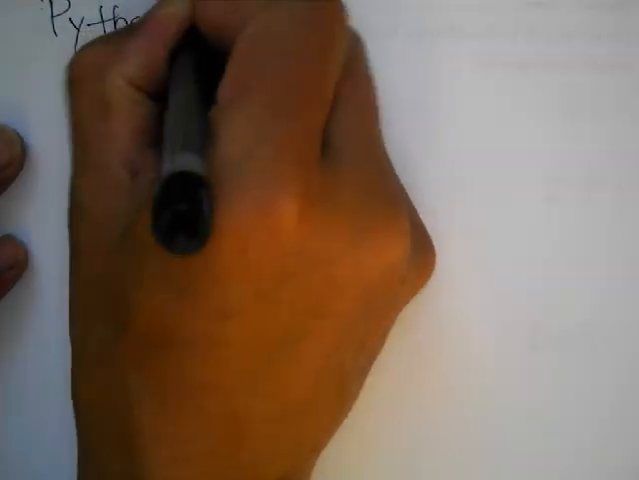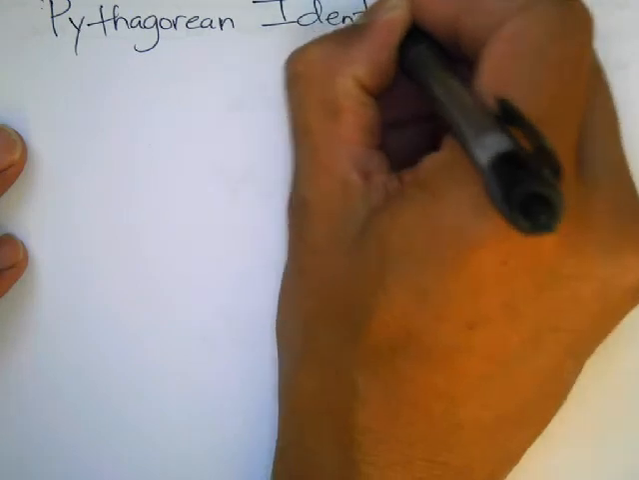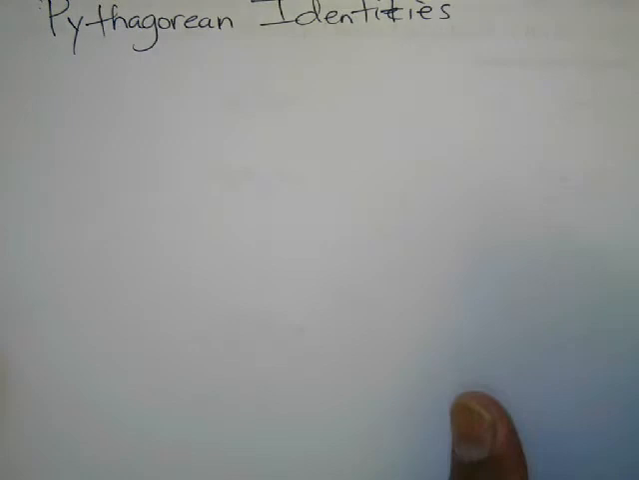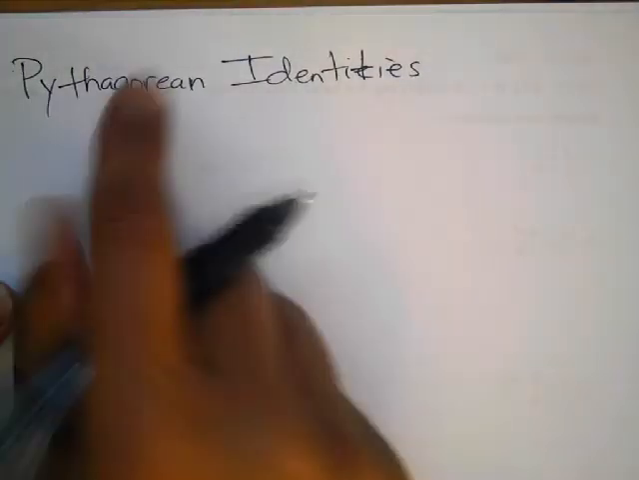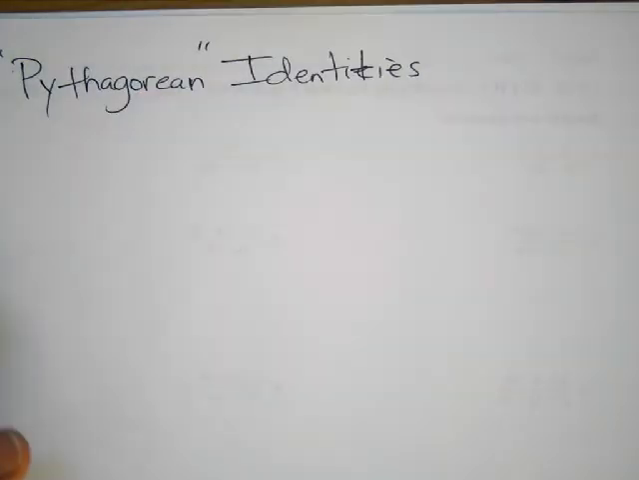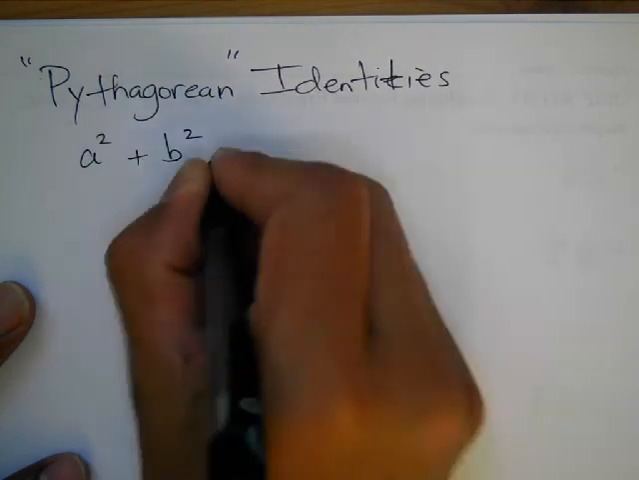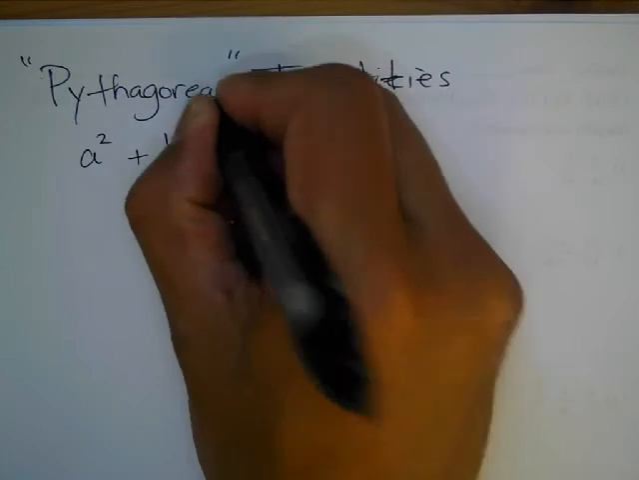Okay, so here we go. Copy this down. Pythagorean identities, just like the Pythagorean theorem. Remember, the Pythagorean theorem is what? Anything that's Pythagorean, where you hear this word, is just like the Pythagorean theorem. Remember, that's something squared plus something squared equals something squared. That's the Pythagorean theorem. But remember, that's for triangles.